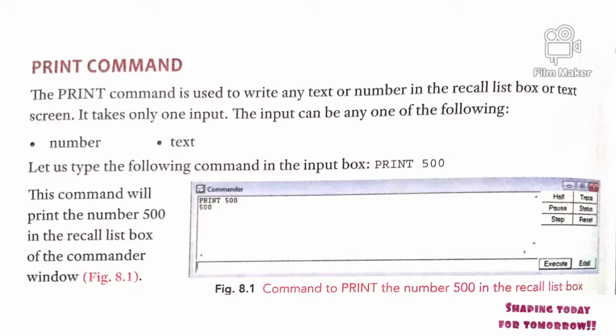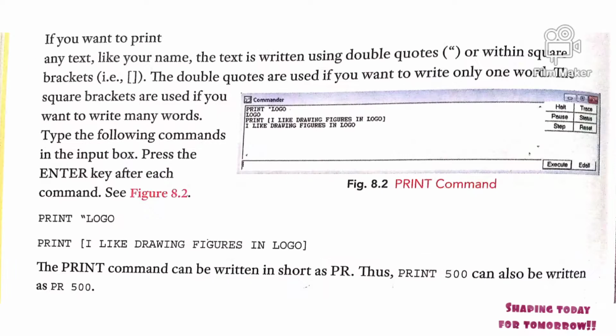So students, this is how a recall list box looks, and you have given the command print 500. So what will happen, it will print 500. If you want to print any text like your name, the text is written using double quotes. If you want to write any name, you have to use the double quotes first, and after that you have to type your name to print it. Or within square brackets, you can see in the example, this is how the square brackets look.